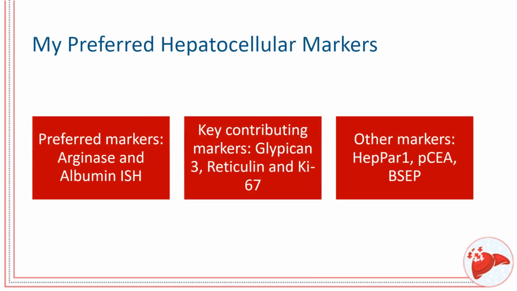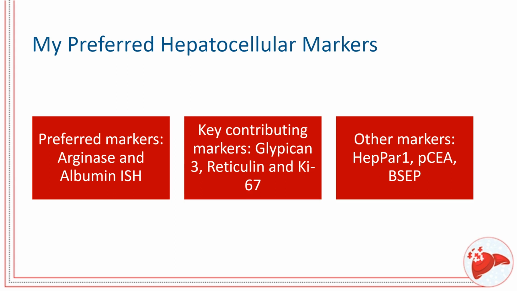So my preferred hepatocellular markers are arginase and albumin ISH. Key contributing markers are glypican-3, and I like to do reticulin and Ki67 as supportive markers for malignancy, but in the case of poorly differentiated tumors, that's usually not the question. Usually the preferred markers and the key contributing markers are what we are going to be focusing most of our attention on.